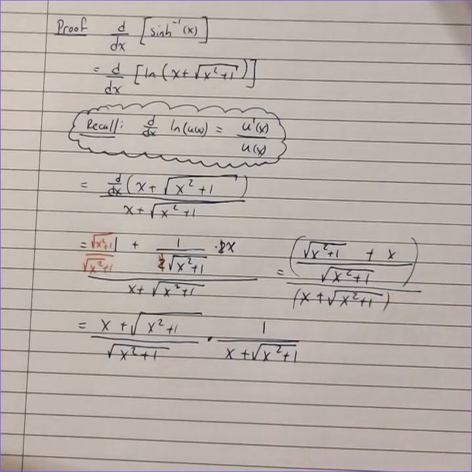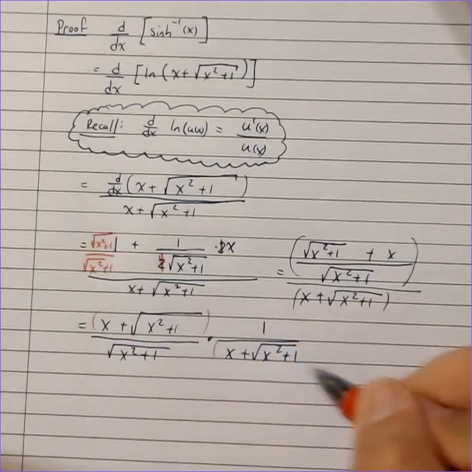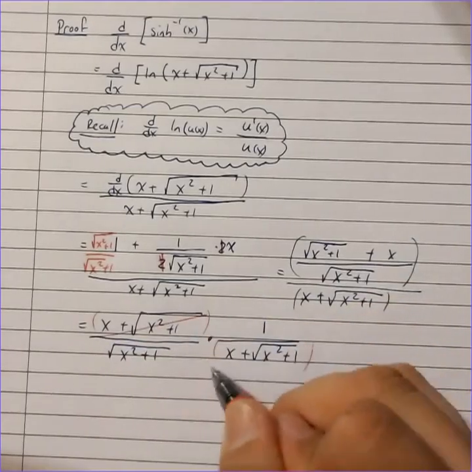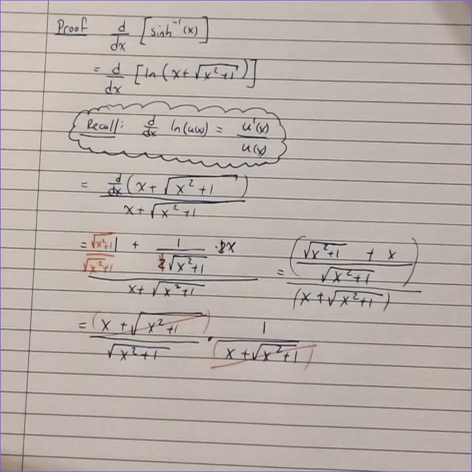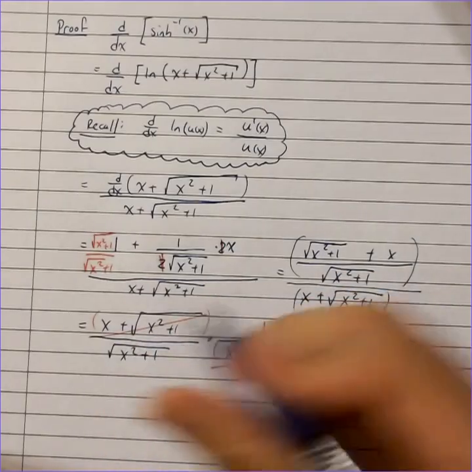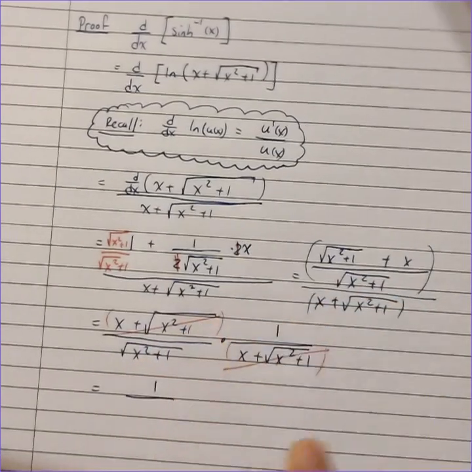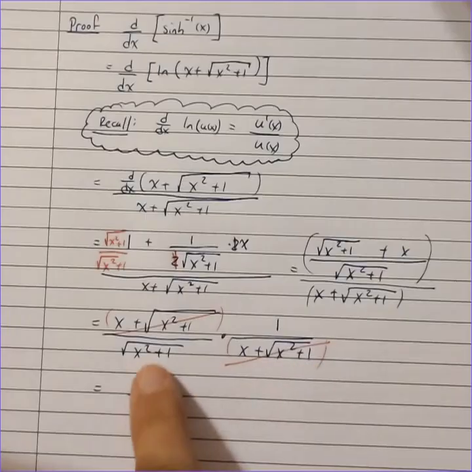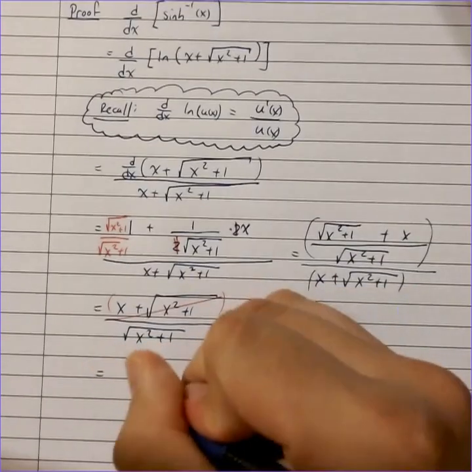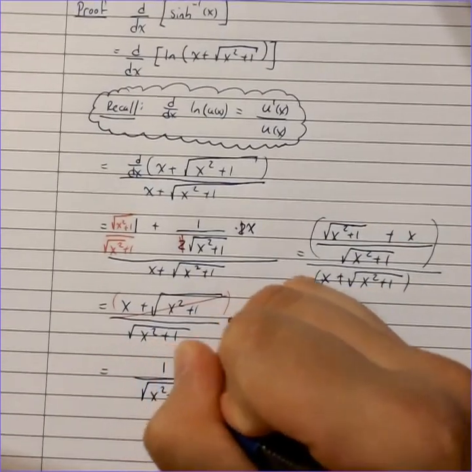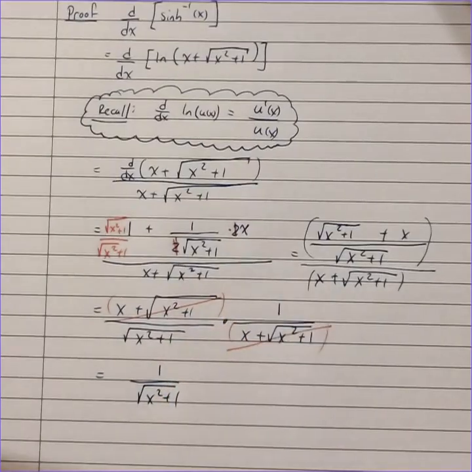Oh yeah, but now those divide away. Since these are identical to each other, a number divided into itself is 1. So here we're left with 1 times 1 as our numerator, which is 1. And our denominator is 1 times the square root of x squared plus 1, which is the square root of x squared plus 1, which is exactly what I wanted.